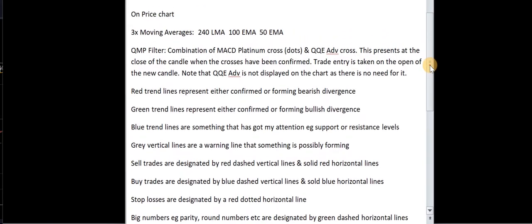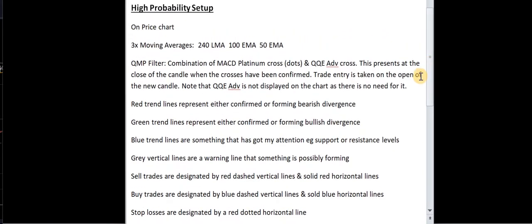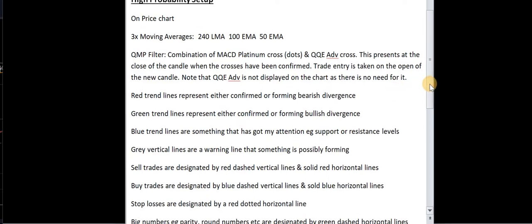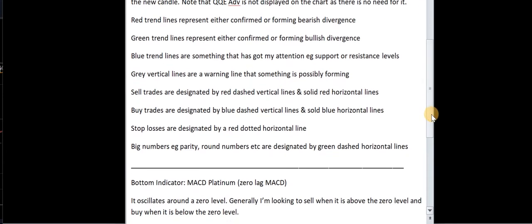If anyone wants any more technical stuff on either of those indicators, I've got a couple of links. The green and red dots on the chart are the QMP filter. All Q stands for is QQE. MP stands for MACD Platinum. So that's what that means. It's just a combination of those two indicators. If you want a bit more information on either of them, I can happily send you a link. Just send me an email and I'll give you the link.